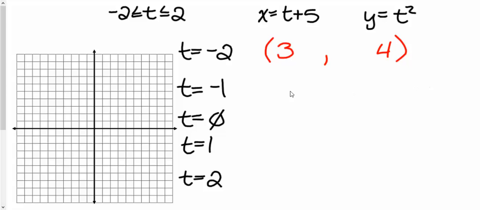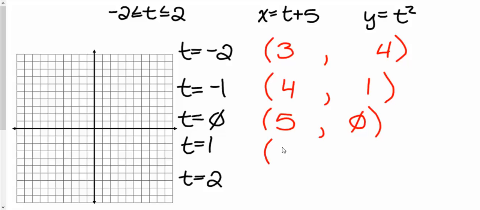If we go plugging them in for all the other values, if I plug in -1 for t, I get -1 plus 5, or +4. If I plug in -1 for t, I get -1 squared, or +1. So there's my second point. If I finish up with that line of thought, I get 5, 0, 6, 1, and 7, 4.